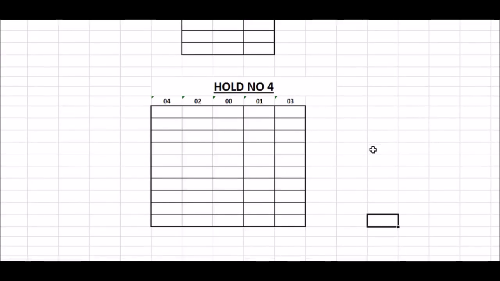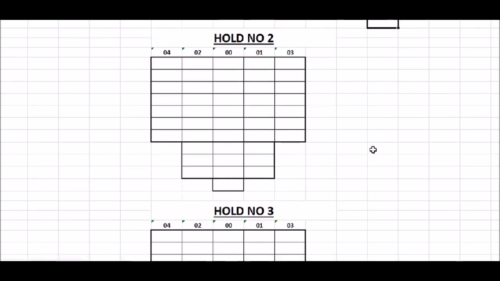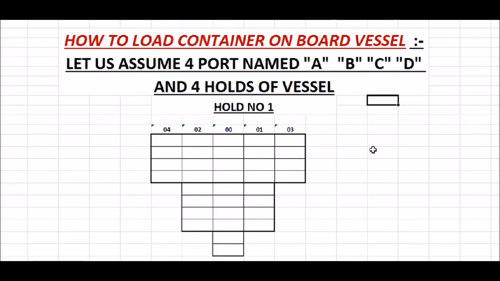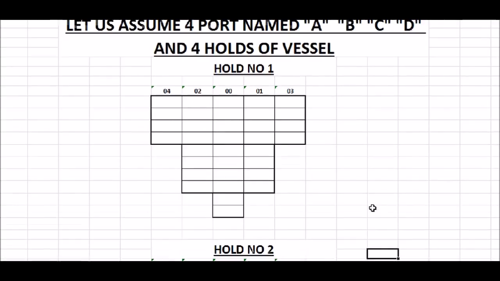Each is having 01, 03, 02, 04. This is the starboard side, and this one is the port side. So how to load this one? So we can load this one.